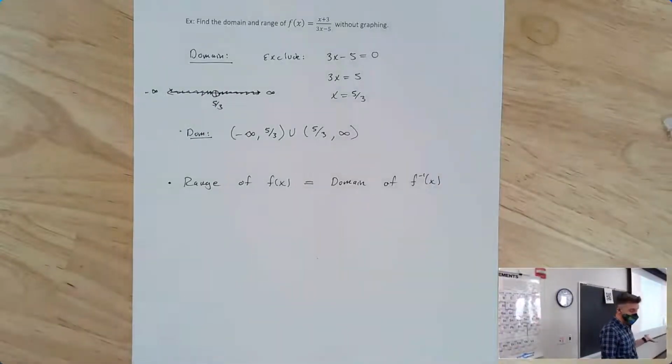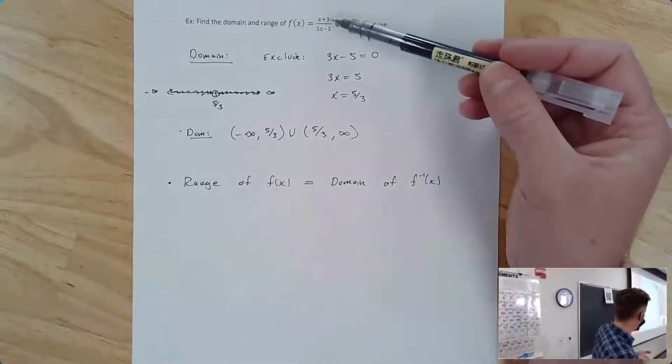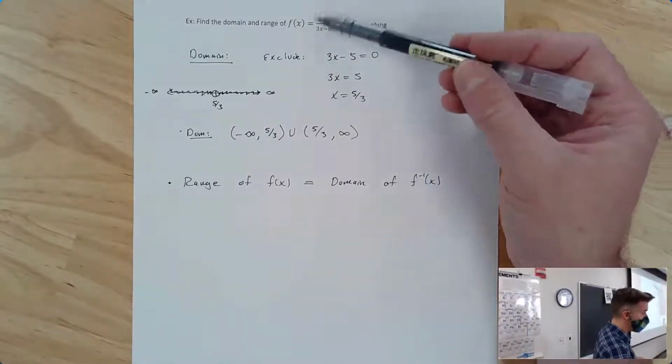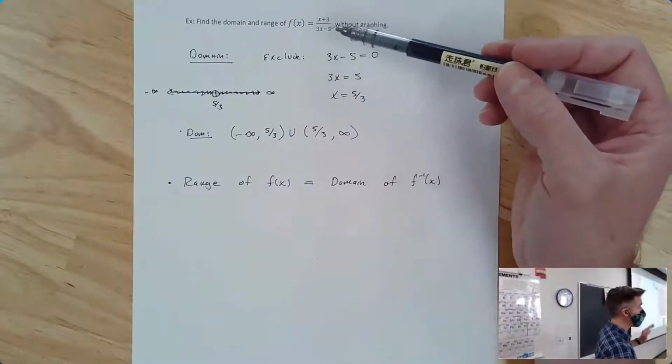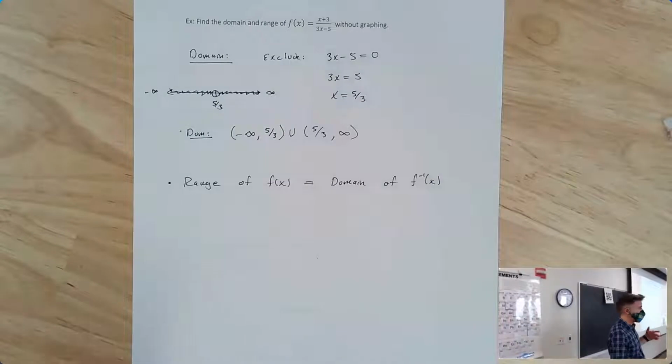But I'm going to tell you all, looking at this particular one, I can see, oh, y can't be 1/3. That's going to be the only value not in our range. We're going to see that when we find the domain of the inverse, but I just want to set you up to kind of see where we're going already.